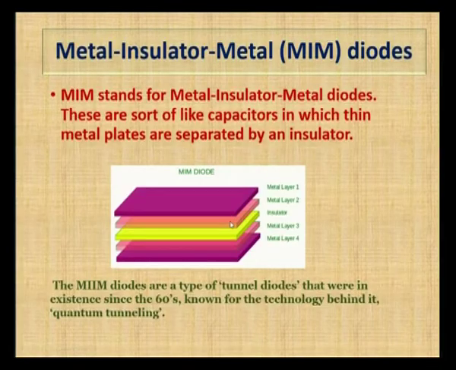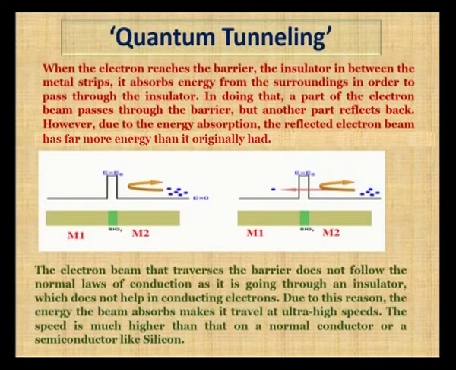If the insulator layer is 1, and if the insulator layer is 2, that is also called a metal insulator metal diode. This is what the structure looks like, and these diodes existed in the 1960s. Next, how does this MIM diode work?